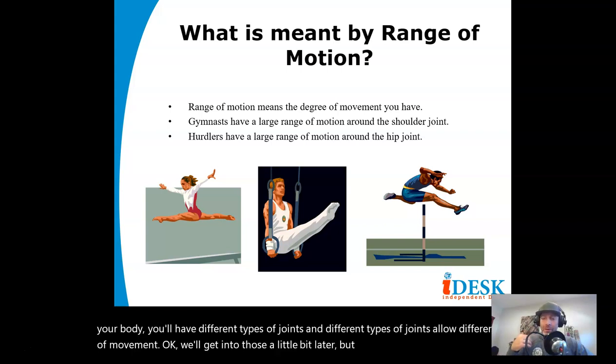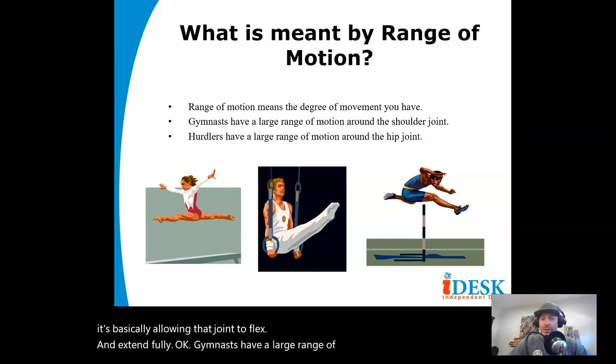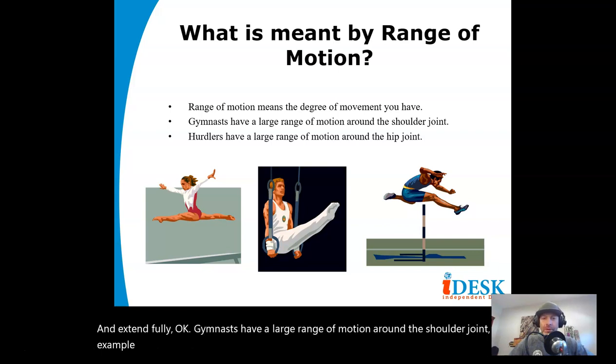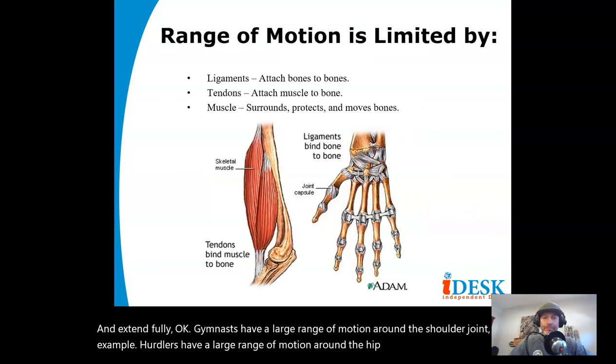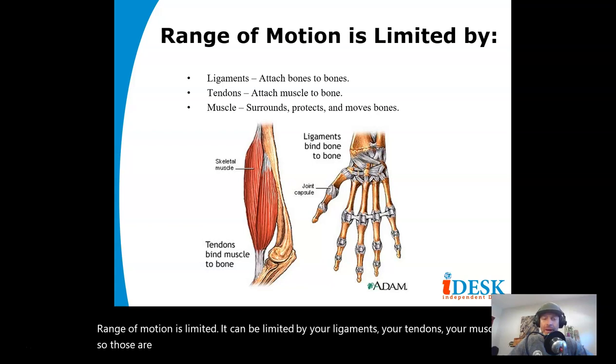But when we talk about range of motion, it's basically allowing that joint to flex and extend fully. Gymnasts have a large range of motion around the shoulder joint, for example. Hurdlers have a large range of motion around the hip. Range of motion can be limited by your ligaments, your tendons, and your muscles. Those are three parts of your body that you need to understand, so make sure you're taking good notes on this part.